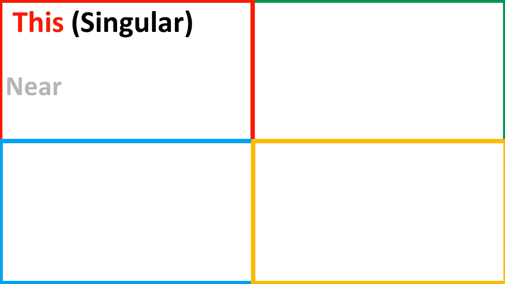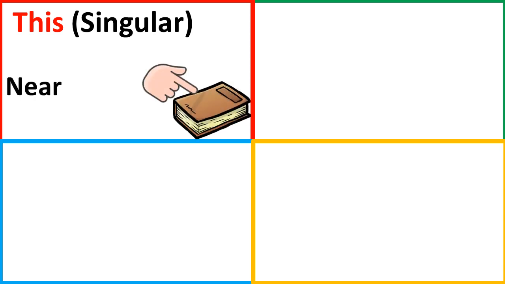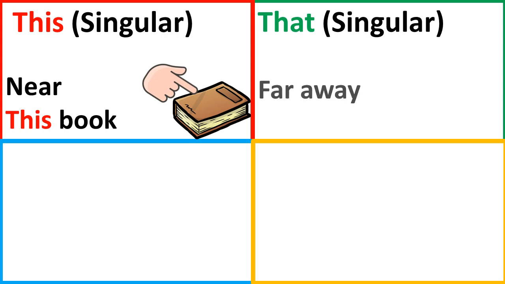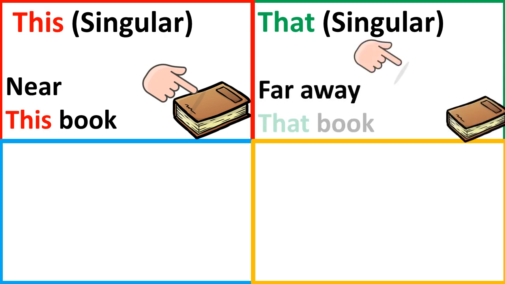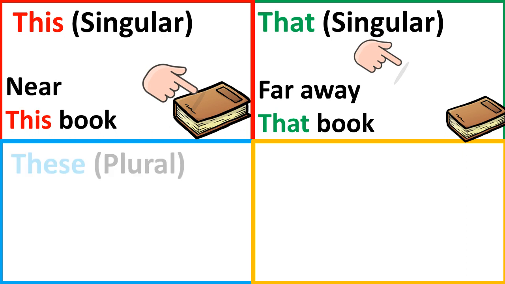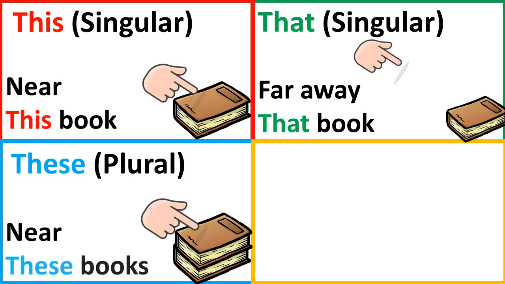This is singular for things that are near. This book. That is singular also for faraway things. That book over there.